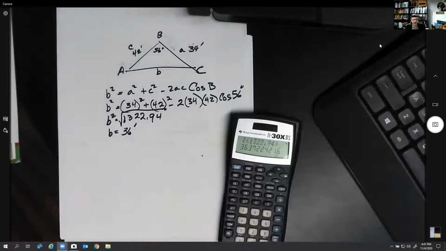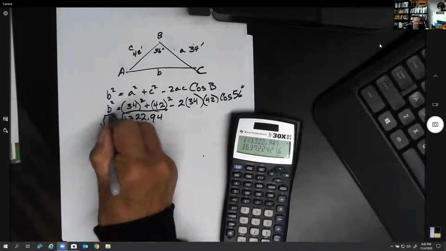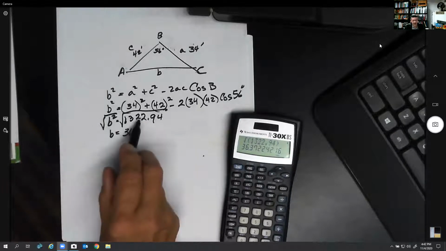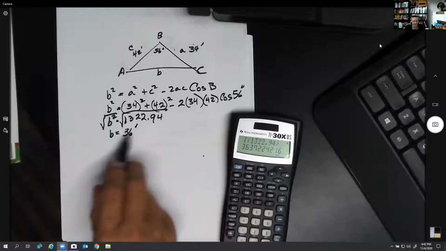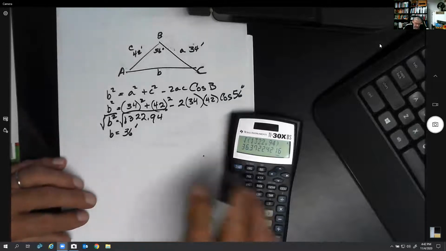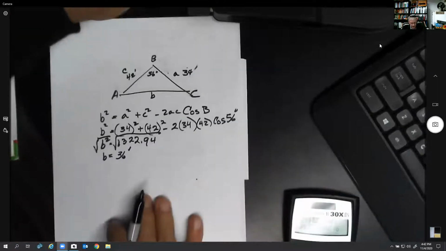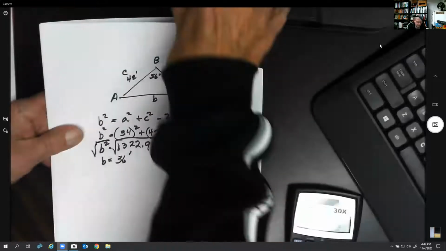And then we got our answer. So don't forget, when you get through, we've got to take the square root of both sides. And of course, this is plus or minus, but we want a positive answer. You can't have a negative answer. So that's basically the law of cosines. Pretty nifty little goodie. So let's try another one here.